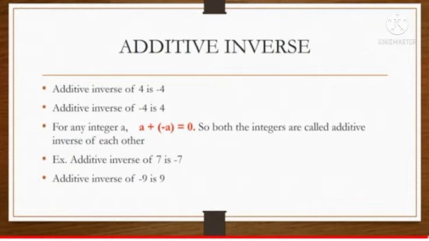That means from the above examples, the additive inverse of 4 is minus 4 and the additive inverse of minus 4 is 4. In general, for any integer a, a plus minus a is equal to 0. So both the integers are called additive inverses of each other. Now take another example. The additive inverse of 7 is minus 7. The additive inverse of minus 9 is 9. I hope you all understood the properties of integers under addition.